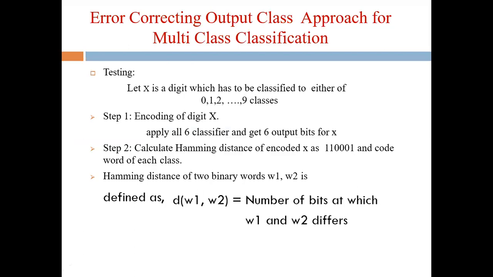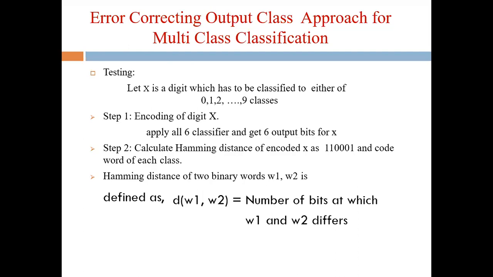So again, to evaluate the multi-class classifier's performance, let's introduce a test instance. During the testing, let's introduce a test instance X, which is again a digit and which has to be classified to one of the classes 0, 1 up to 9. As a part of this error correcting output code approach, the first step is to perform the encoding of digit X and then apply all 6 classifiers and get 6 output bits for X.